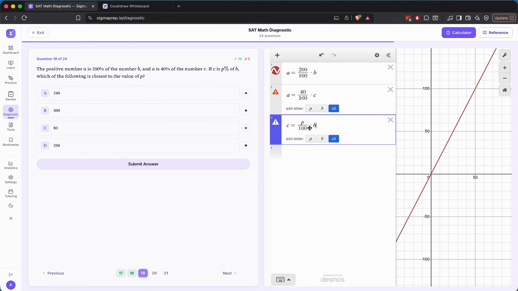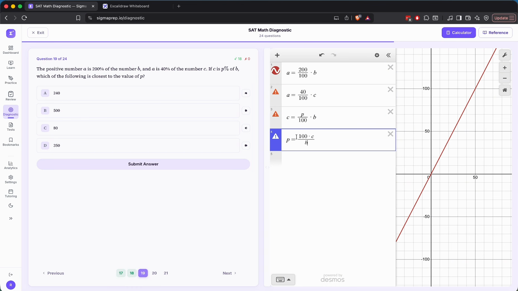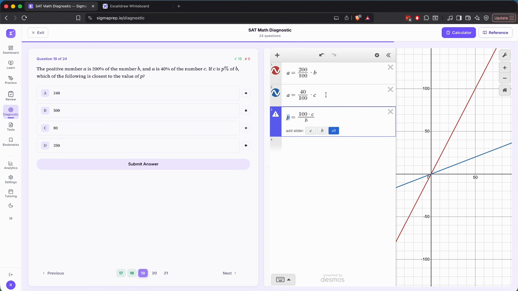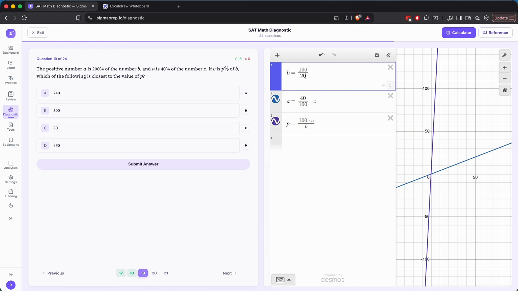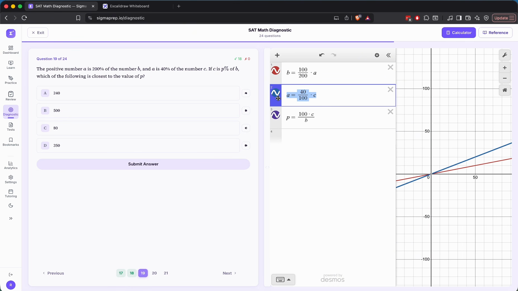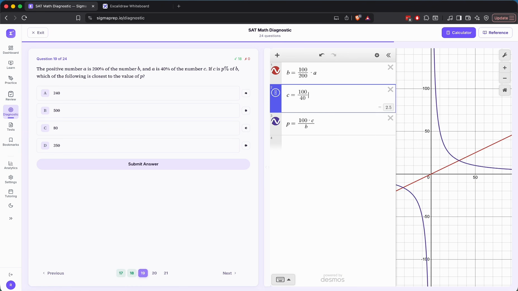The question wants to know what P is, right? You do a little bit of math here and you see you can solve for P. P is just going to be 100 times C divided by B. So if I want to figure out P, I just have to know what C and B are. I'll get rid of this one, that's redundant. But you see both of them depend on A in this case. So I'm going to rewrite this equation in terms of A, so B equals instead, which just requires multiplying by the reciprocal. So B equals 100 over 200 times A. And over here, same thing, C equals 100 over 40 times A.